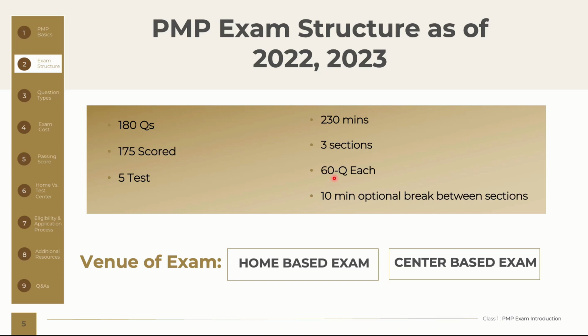Now talking about the venue of the exam, you can write the exam either from home or from a test center. So you have the option of writing it in the comfort of your home, and you also have the option of writing the exam from an authorized test center.